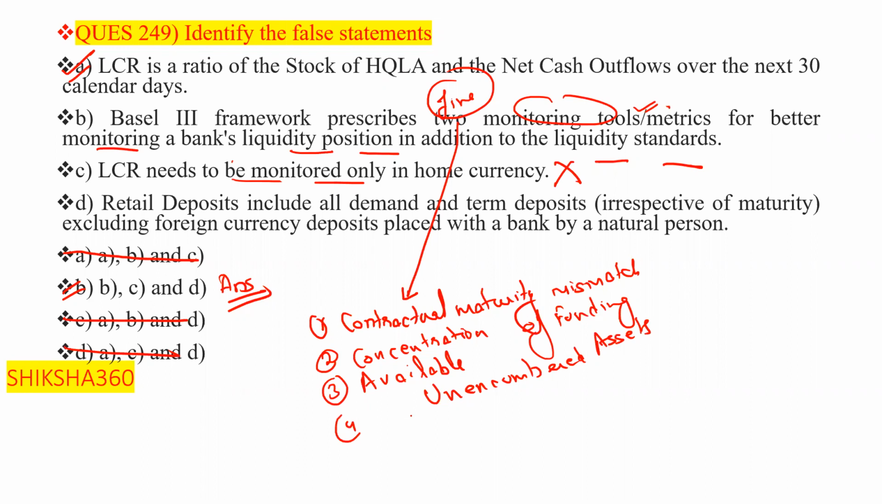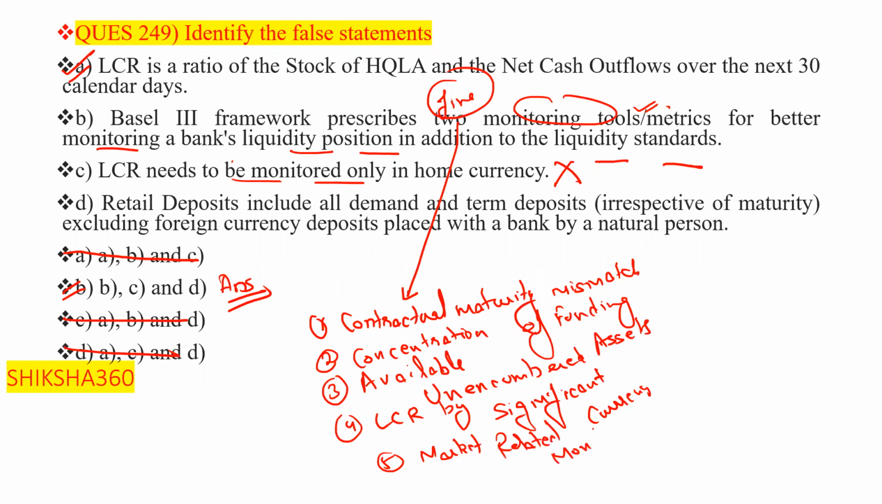Fourth is LCR by significant currency. That is, it is to be managed in different currencies as per the requirement. Fifth is market related monitoring tools. So these are the 5 tools. Please remember, in the examination sometimes they have asked a question on the basis of that, and please remember the time period for which it is required to be reported. Clear? So please remember all these things.